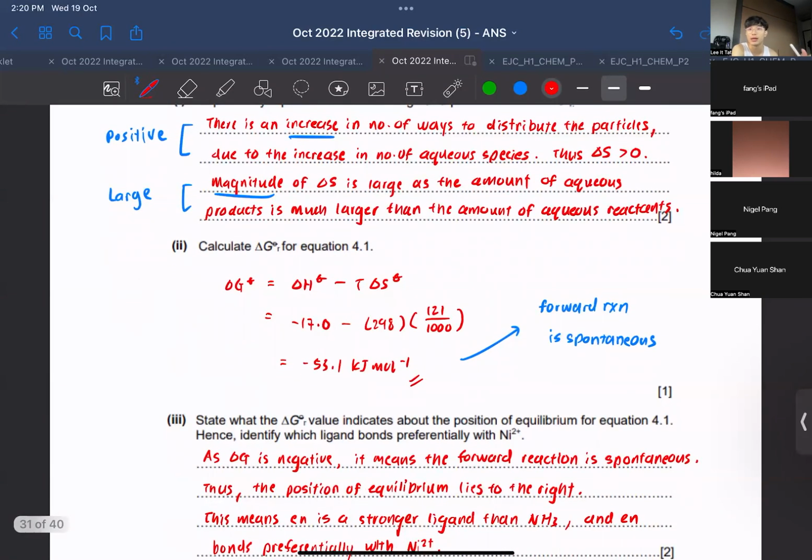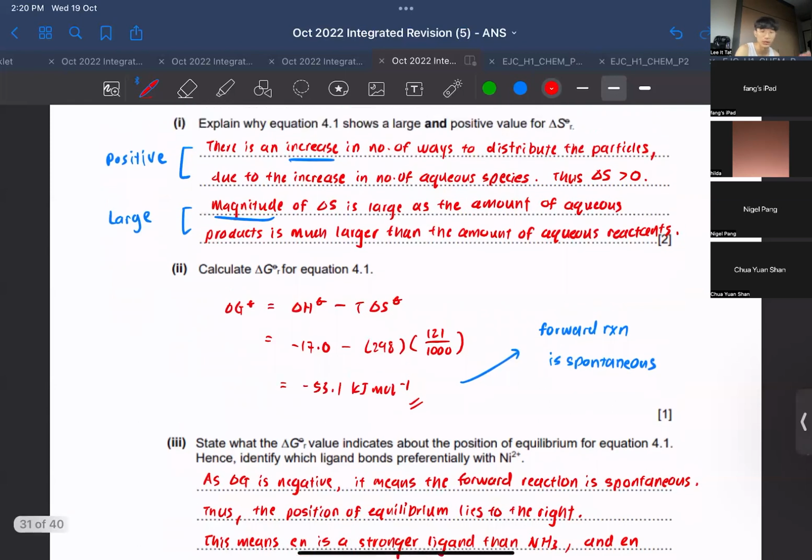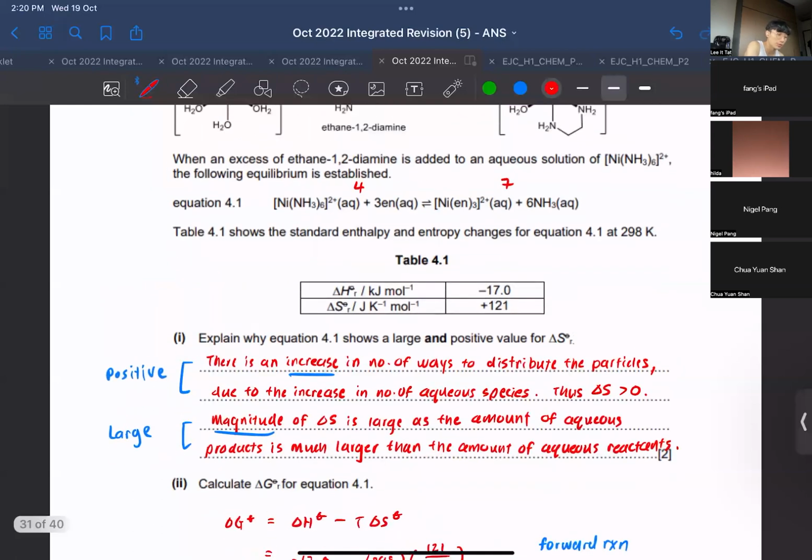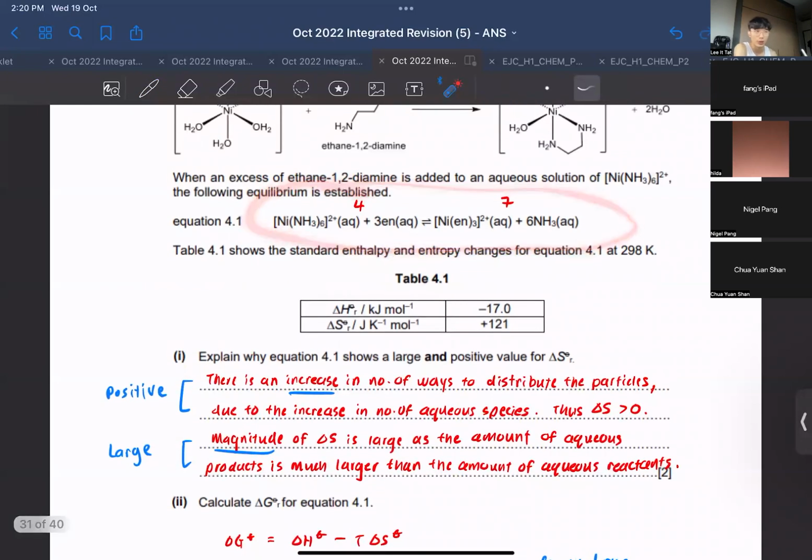Then you can infer the POE lies towards the right. And what does that mean about the ligand? We've discussed strength of ligands before. Coming back to this equation over here, we did explain that strong ligands will replace weak ligands. The stronger one will replace the weaker one. So in this case, if we can infer the POE is lying towards the right-hand side, we can see that this bidentate ligand wants to replace this weaker ligand. So that's why it successfully proceeds in the forward direction.